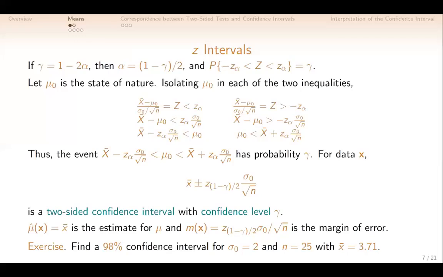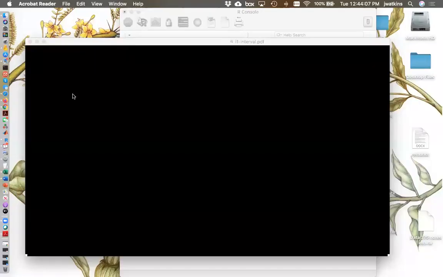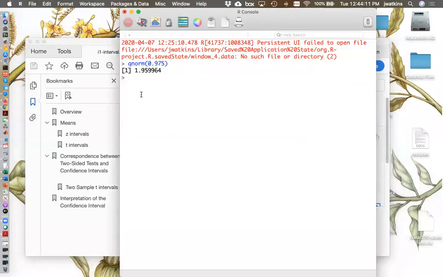So let me write it down on my sheet of paper so I don't have to keep referring to it. The confidence level is 98, sigma naught is 2, n is 25, and x bar is 3.71. So I can use that to build the confidence interval. I'm going to call the amount that I add z star, and that's qnorm, since I'm after a 98% confidence interval, of 0.99.